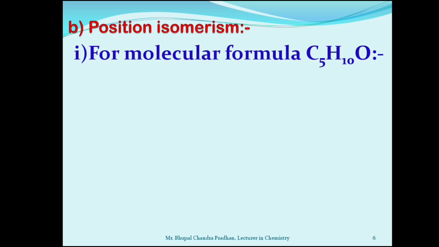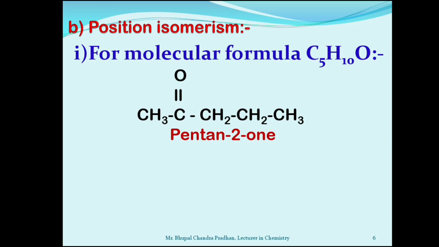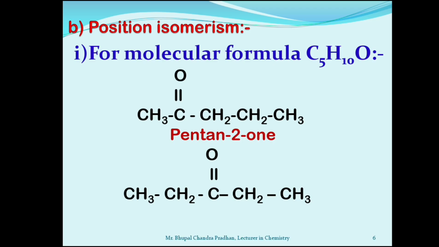Let's come to position isomerism. What do you mean by position isomerism? When the same molecular formula represents 2 or more compounds which differ in the position of side chain, multiple bond or functional group, then such compounds are called position isomers and the phenomenon is called position isomerism. Let us consider the molecular formula C5H10O. It can contain the ketonic group at second position, or it may also contain the ketonic group at third position. Thus, pentan-2-one and pentan-3-one are the 2 different position isomers for the molecular formula C5H10O.